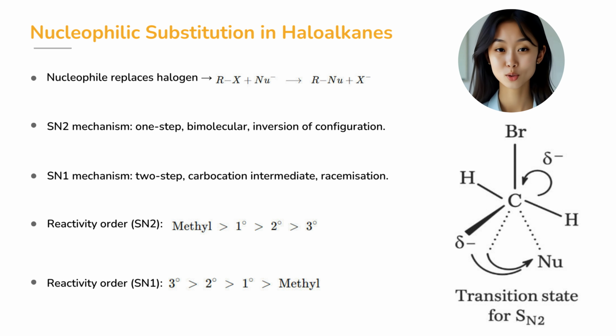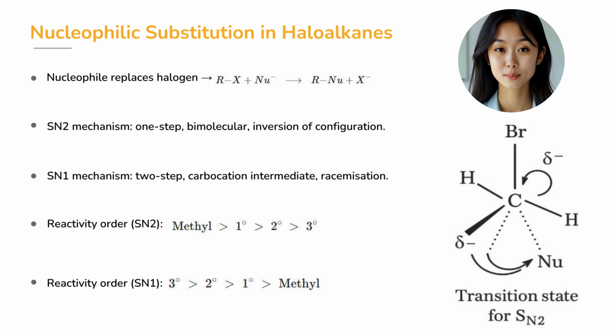Let's begin with nucleophilic substitution. The nucleophile replaces the halogen atom. The general reaction is RX plus Nu minus gives R-Nu plus X minus. Here, RX is the haloalkane, Nu minus is the nucleophile, and X minus is the leaving halide ion. So the halogen is displaced, and the nucleophile takes its place on the carbon.